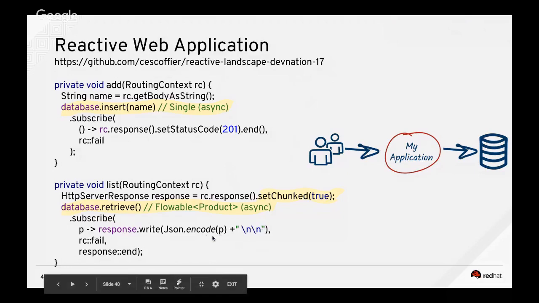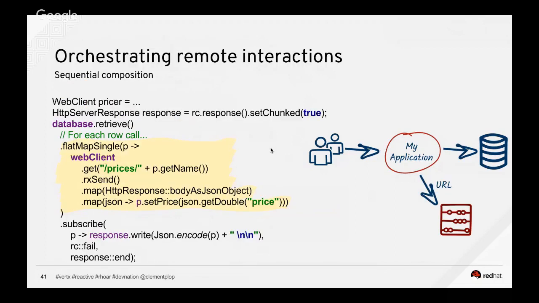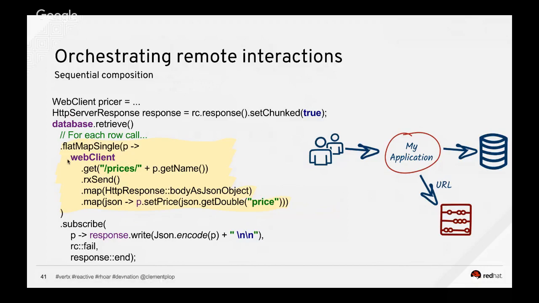As I said, as soon as I have a product that comes back from my database, I'll just write it to my HTTP response, and it's my client side that will have to handle and display it correctly. But what about calling my pricer here? So let's have this first version where this is a web or REST service or an HTTP endpoint, and I'm going to use the Vert.x web client for this.